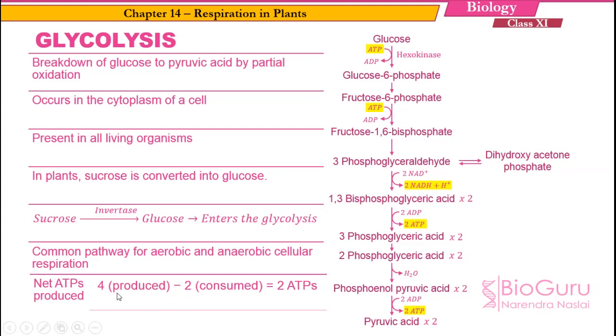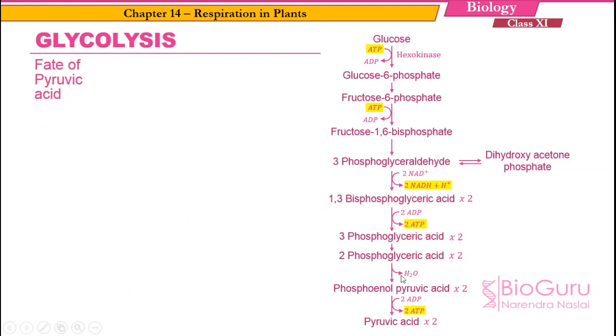4 ATP, right? Now in the beginning of glycolysis, during the conversion of glucose to glucose 6-phosphate, one molecule of ATP is utilized, as well as in the reaction where fructose 6-phosphate is converted into fructose 1,6-bisphosphate, there also one ATP is utilized. So overall 2 ATPs are consumed. Here 4 are produced and 2 consumed, that means 4 minus 2. So the net ATP produced will be 2 ATP. Overall in glycolysis, the net ATP produced is 2 ATPs. So moving to the next one.